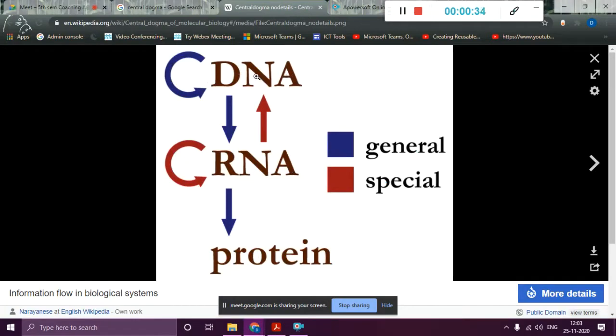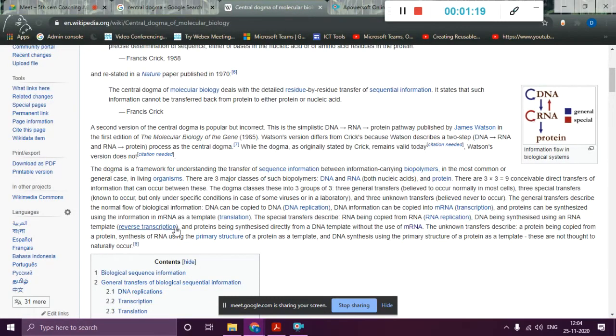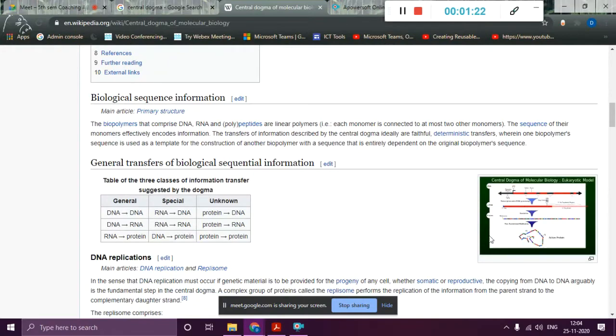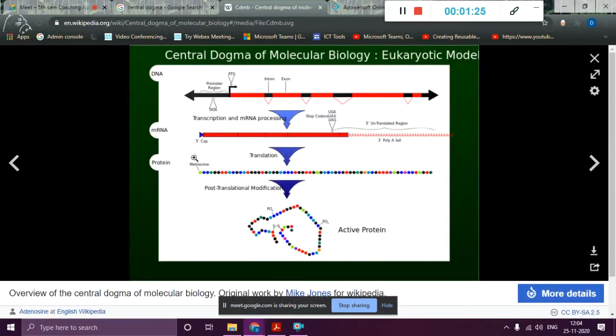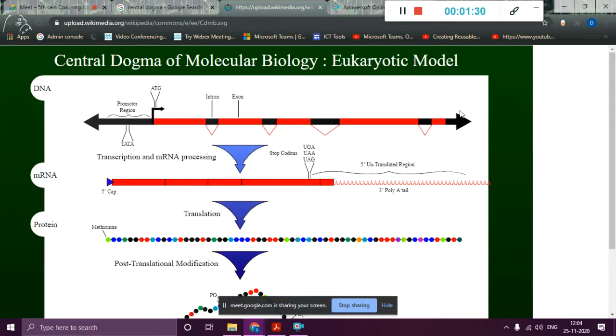The process by which DNA gets converted to RNA is known as transcription. So, what is the central dogma? The central dogma is that DNA gets converted to RNA through the process of transcription. So, that is transcription. That's the process of transcription. So, what you have is the DNA over here. This is the DNA.